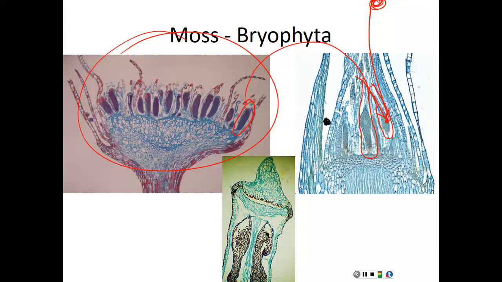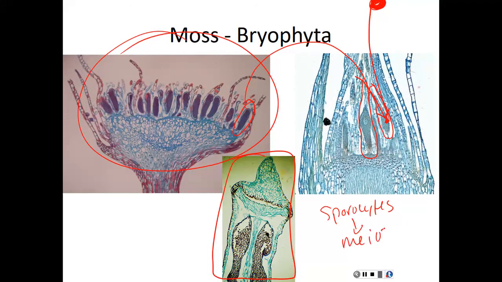The sporophyte includes a capsule at the top. This is a long section through that capsule. Within that capsule, specialized cells called sporocytes will undergo meiosis to produce haploid spores. And that is what you are seeing right here. Spores.